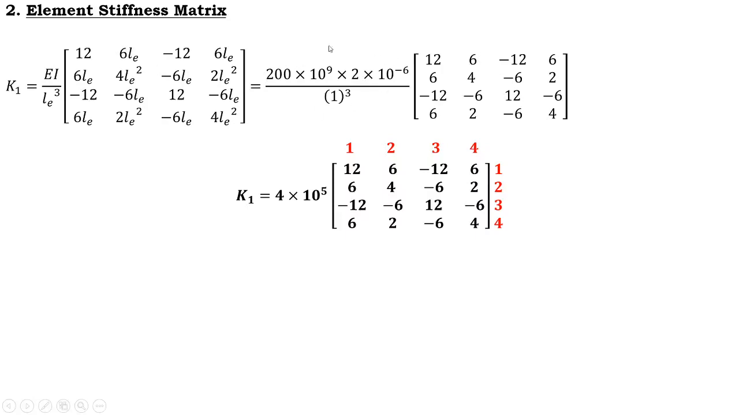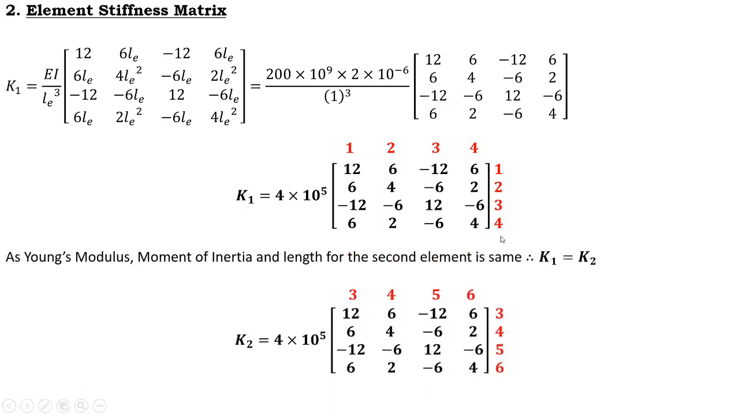Then solving this value, 2 into 10 to the power of 9 into 2 into 10 to the power of minus 6 divided by 1 cube, that value is going to be 4 into 10 to the power of 5, with the matrix as it is. This is what I have calculated for the first element. The 4 displacements associated with the first element are 1 2 3 4, so I have written them here horizontally as well as vertically.